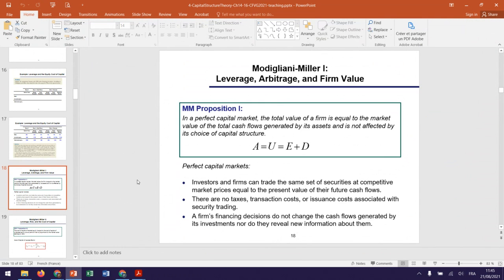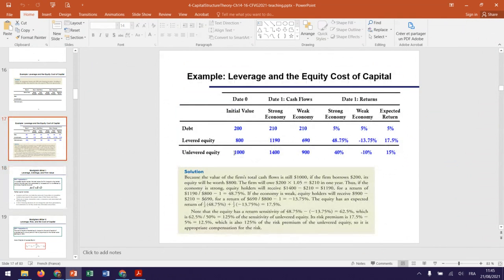All right. So again, some definitions of the perfect capital market are provided here. That is Proposition number 1. Okay, that explains the theory of the pizza. The pizza is 1,000. 1,000 should be equal to 100 plus 800.